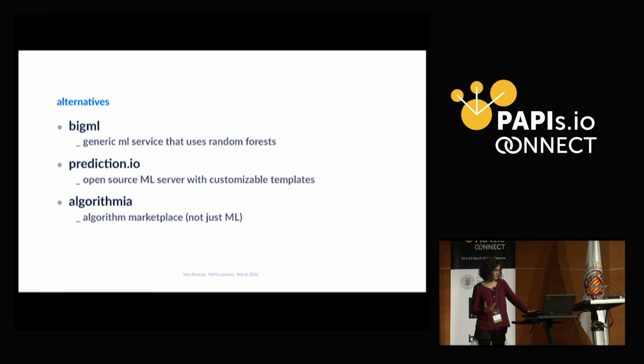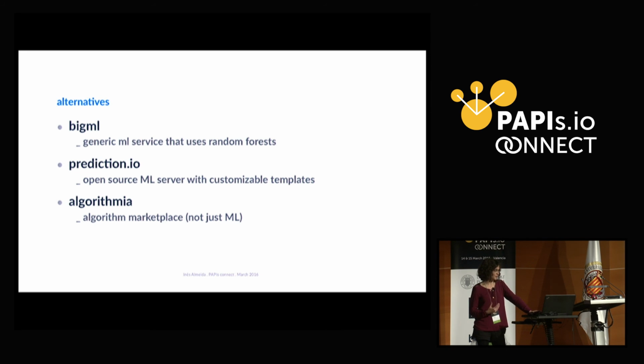In terms of alternatives, we've seen a lot of alternative services today in this conference. I'd like to point out a few more. BigML is a generic machine learning service that uses random forest. Prediction.io is an open source machine learning server. They contain a series of templates in Scala that you can either use off the shelf using API calls, or you can export them and customize them to your needs. It's slightly a different approach.